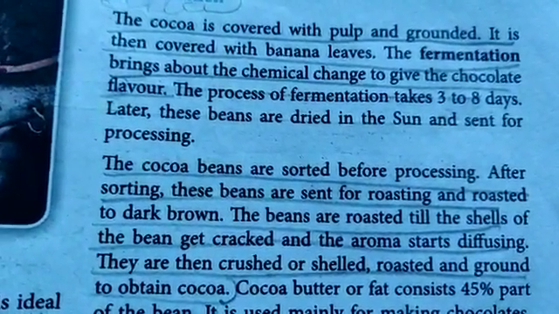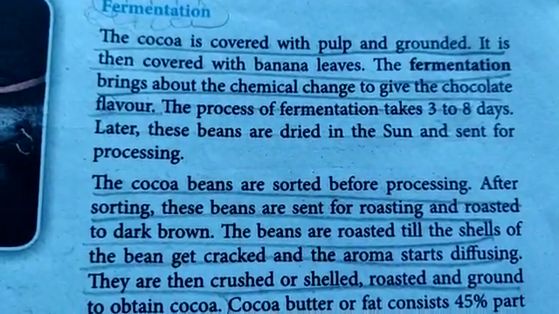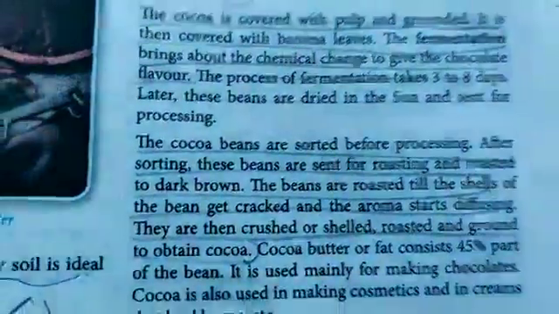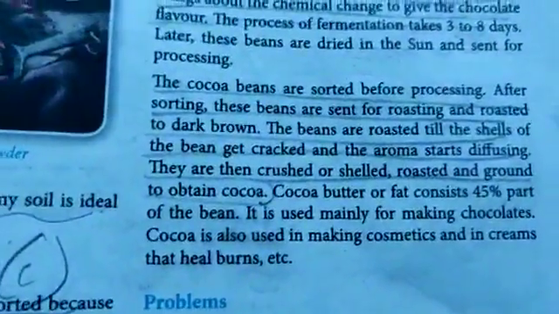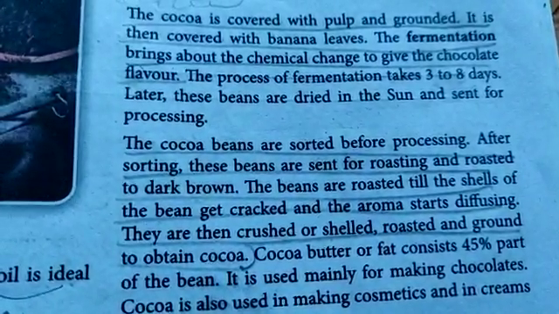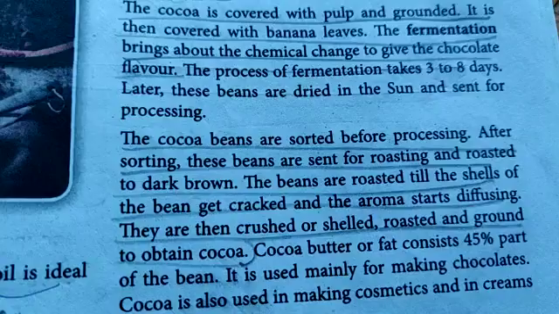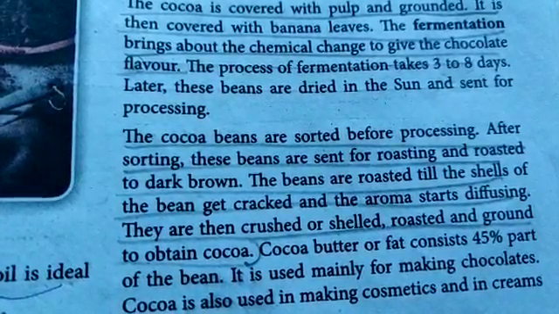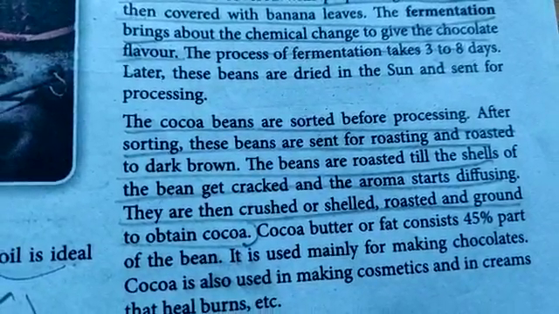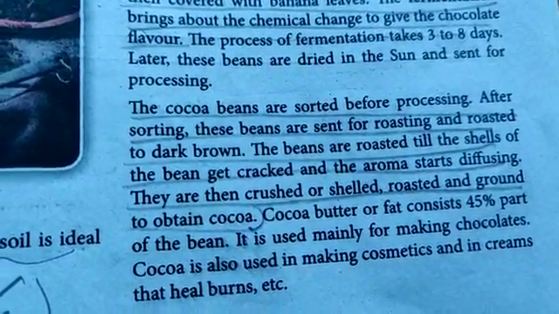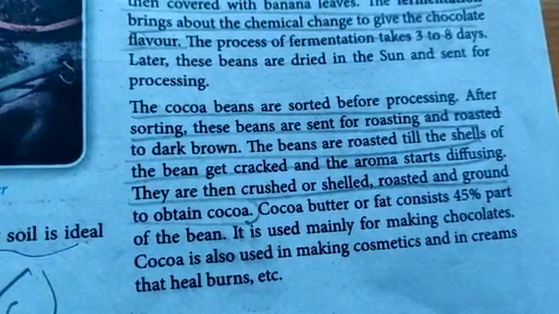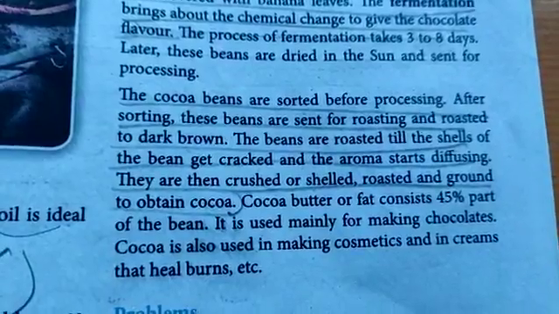The cocoa beans are sorted before processing. After sorting, these beans are sent for roasting and roasted to dark brown. This is another important process. The beans are roasted till the shells of the bean crack and the aroma starts diffusing. They are then crushed or shelled, roasted and ground to obtain cocoa. When you go to a coffee shop, you will find ground coffee and also shelled coffee. You can bring the seeds home and grind them on your own.